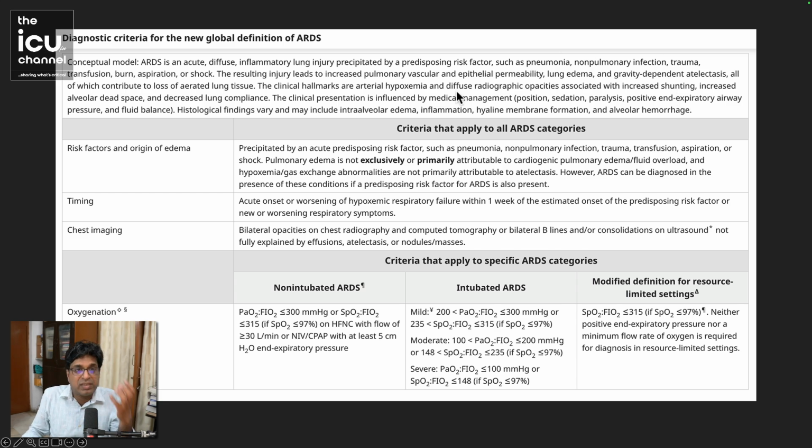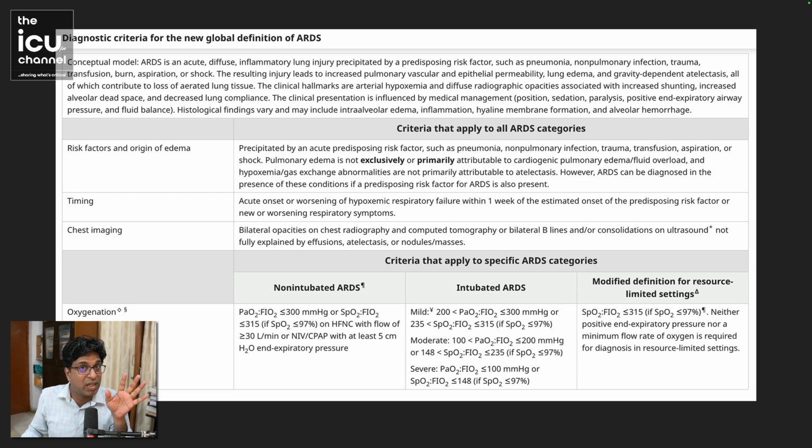Now let's see our definition per se. The criteria that apply to all ARDS. In every patient, these 3 things should be there. 4 things actually: risk factor, origin, edema. So 4 things should be there in every patient, whether non-intubated, intubated, or in a resource limited setting. So what are the 3 things? First, a risk factor should be present. Secondly, the origin of edema should not be purely cardiogenic.